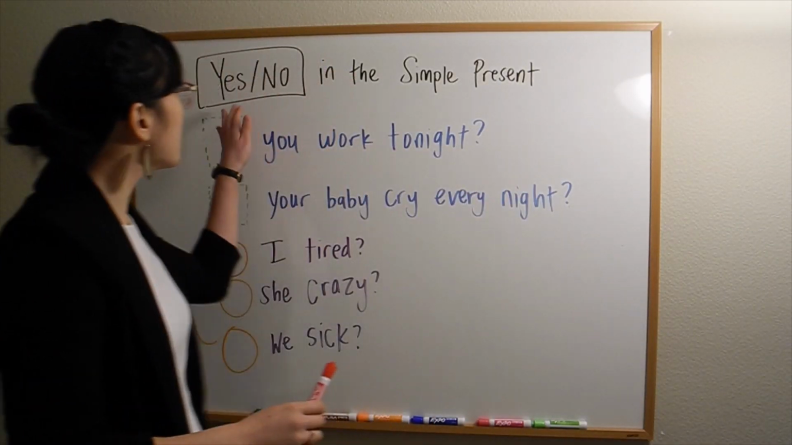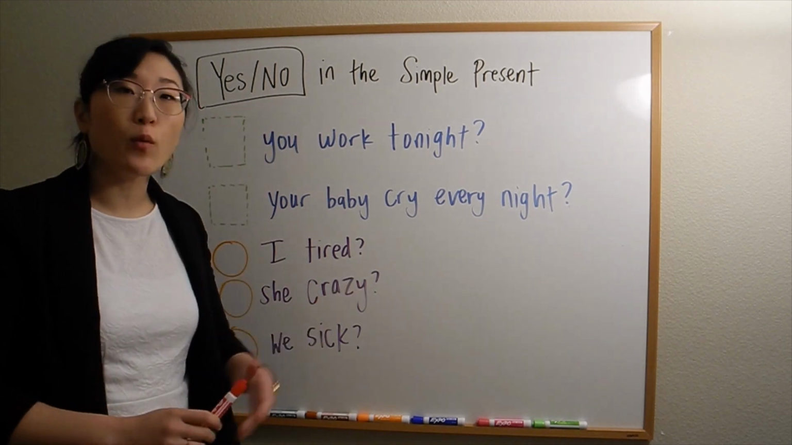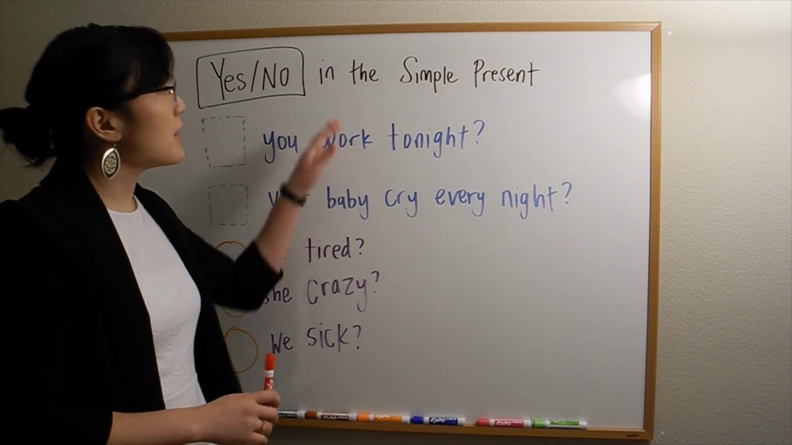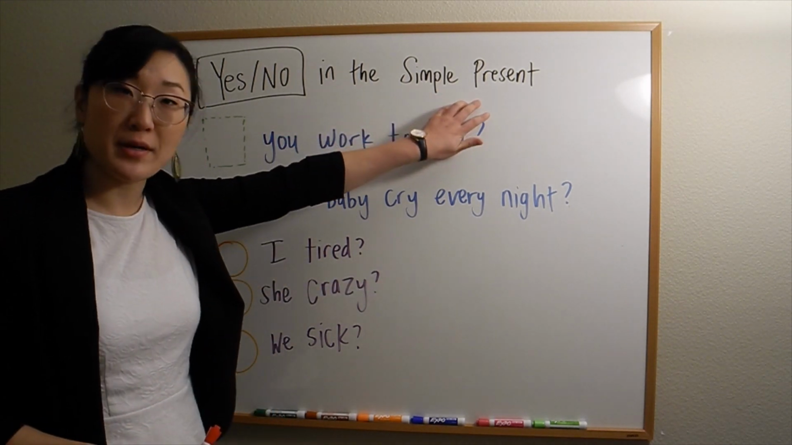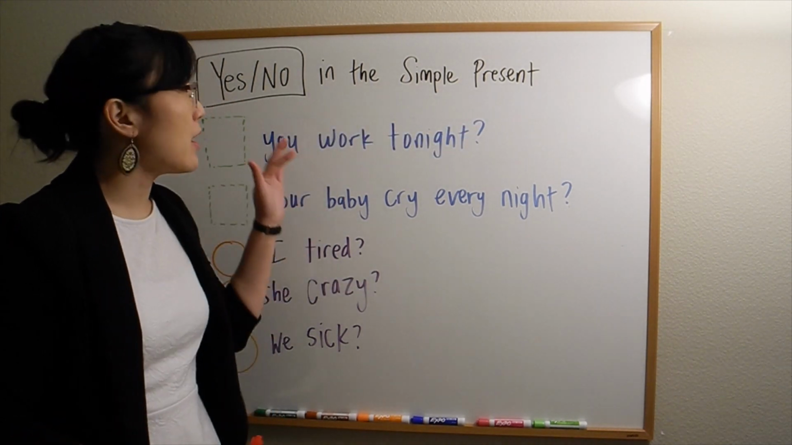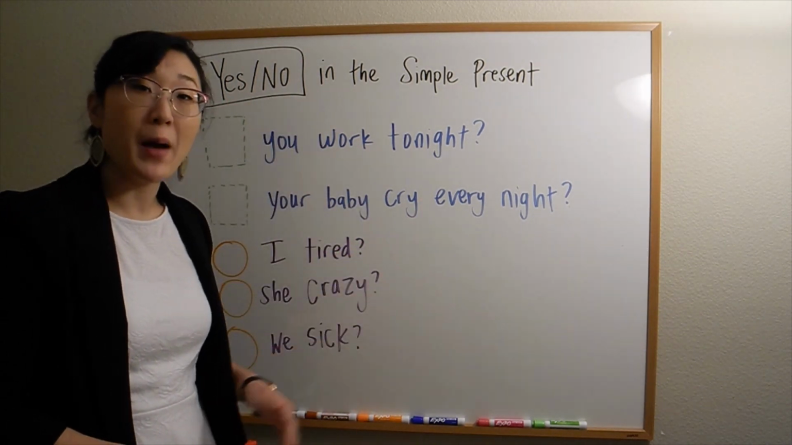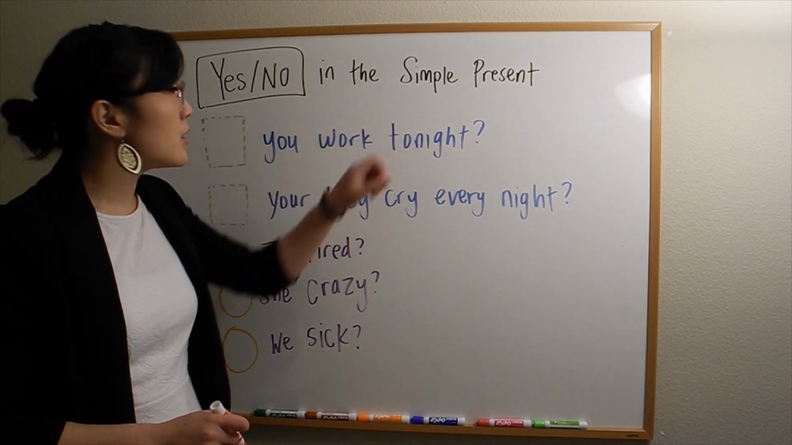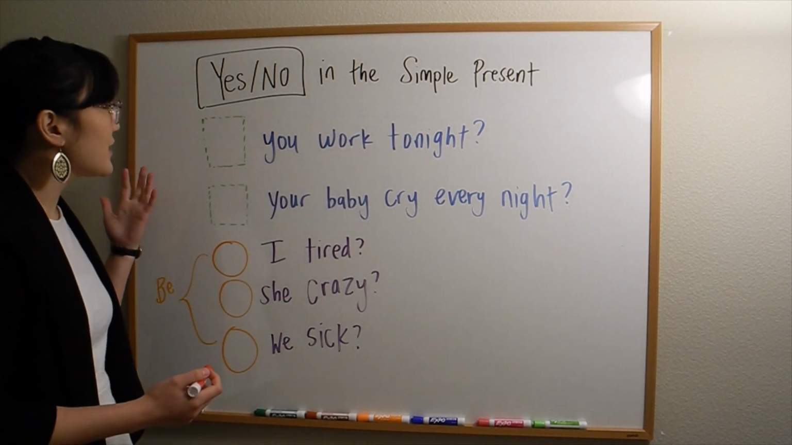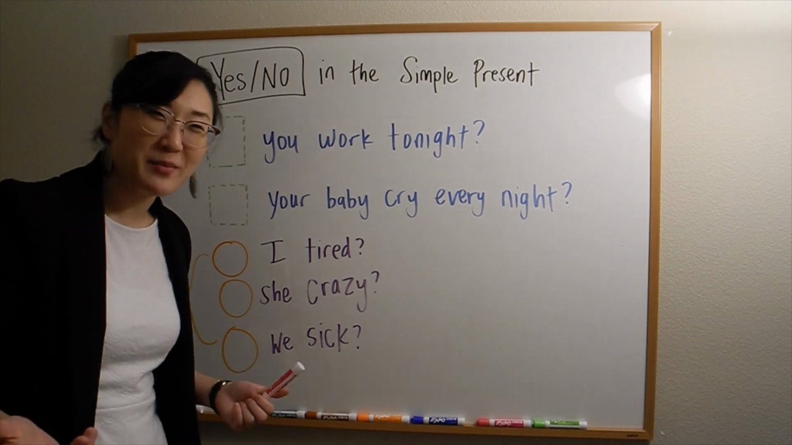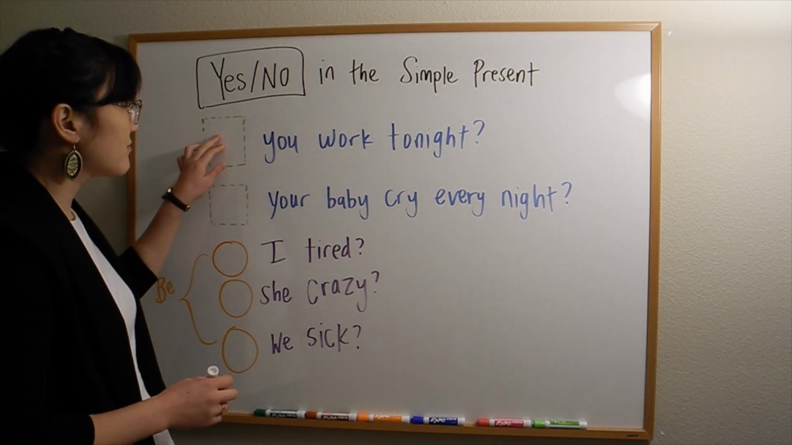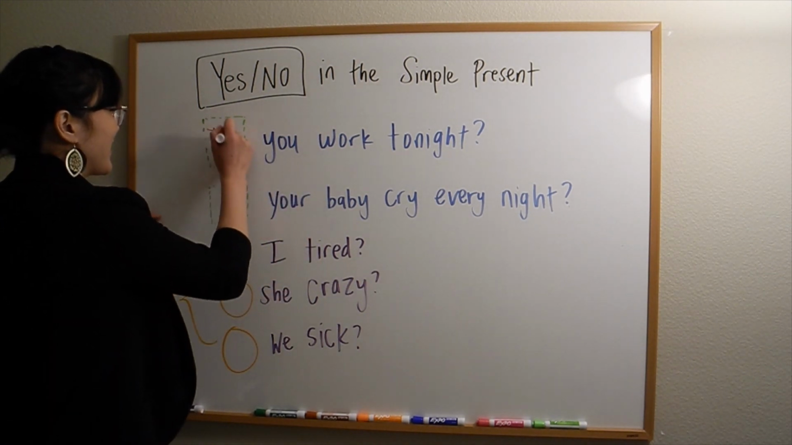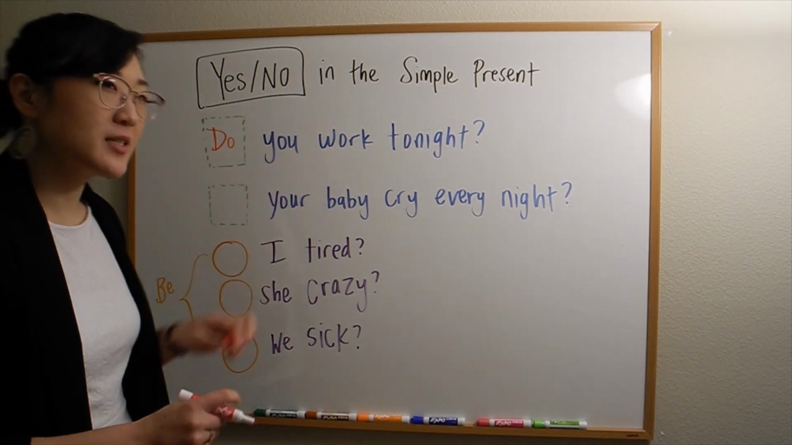So with yes or no questions, the answer, you only have two choices, yes or no, right? Now, we're going to look at this in the simple present. Later, we'll talk about all these questions with the past tense. But for now, we'll use the simple present, okay? So, what do I need in a yes or no question? Can you tell me? What do I need here? Do, very nice. Do you work tonight?